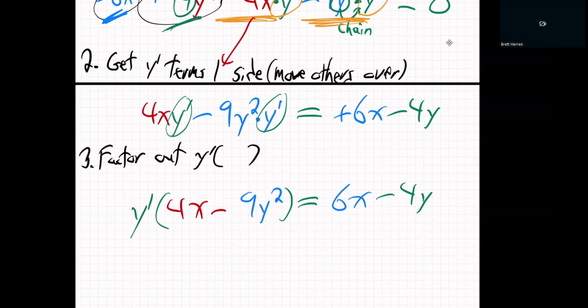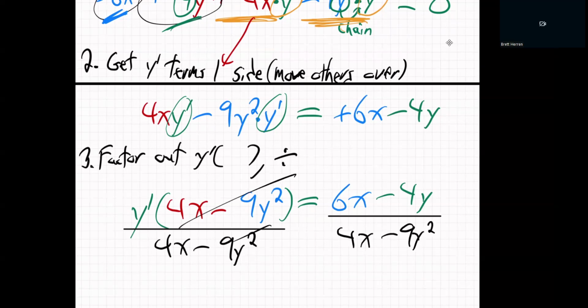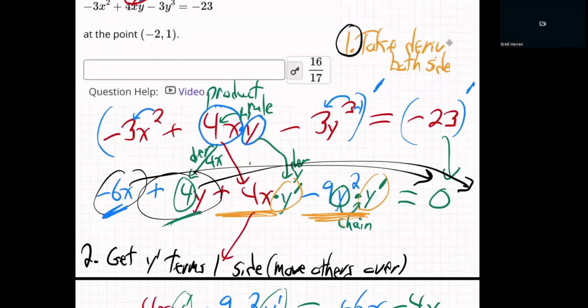Last step is divide. I'll just sort of do it all in one step, factor out, and then divide. So now you just go, okay, just divide on both sides. You're going to divide by 4x minus 9y squared, 4x minus 9y squared. Boom, boom. All right, so we got y prime alone. So that's a lot of the battle.